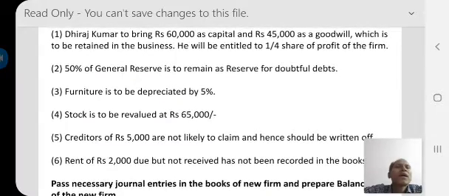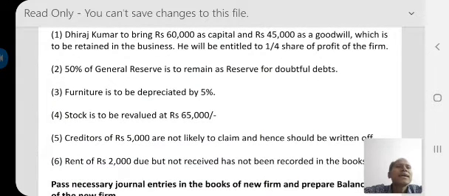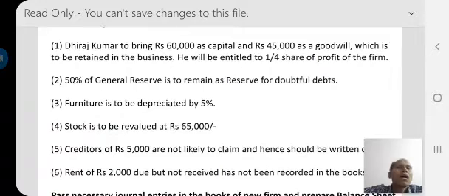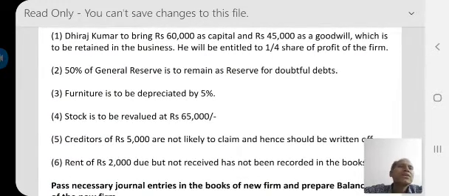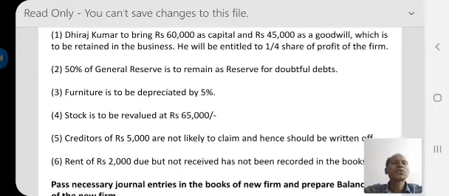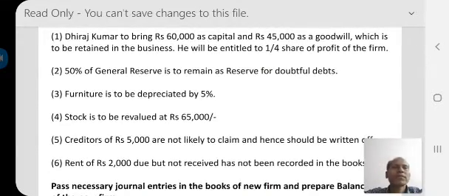As per this term, the goodwill is in the firm. The old partners are not entitled to withdraw the goodwill amount. It is just reflected in the capital accounts. Now he will be entitled to 1/4 share of profit of the firm.